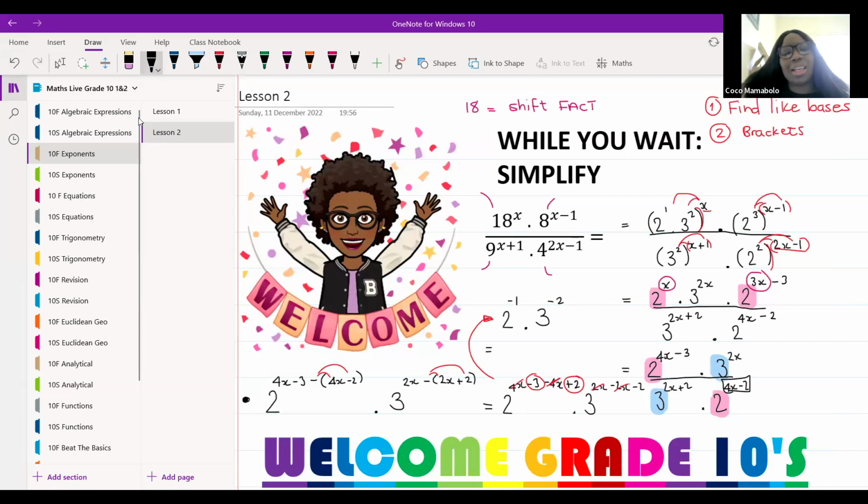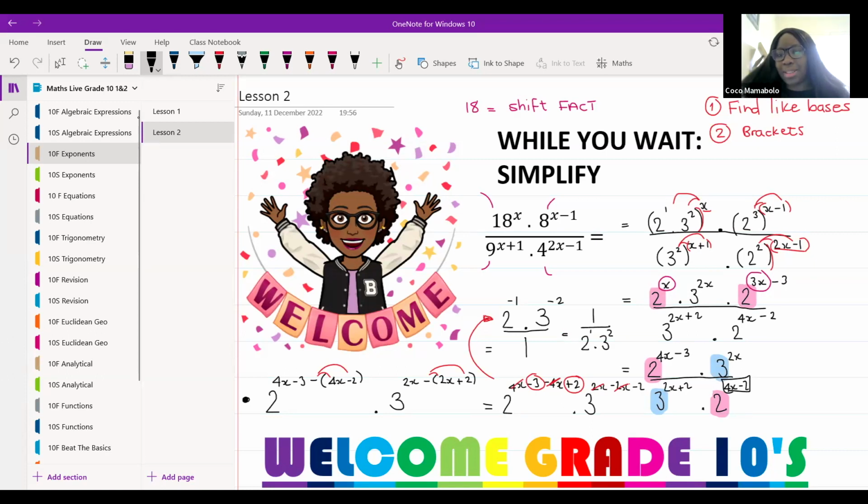Now, guys, can I leave my answer with negative exponents? Can I do that? No, I can't. So I'm going to put this whole thing over 1, and I'm just going to take everything with a negative exponent, put it in my denominator, and I'm going to take the 1 and bring it to the top. So my answer will be 1 over 2 to the power of 1 times 3 to the power of 2.